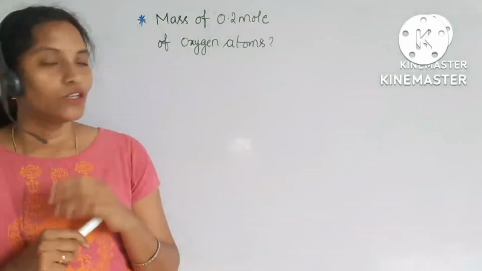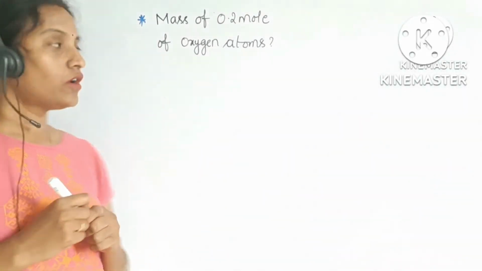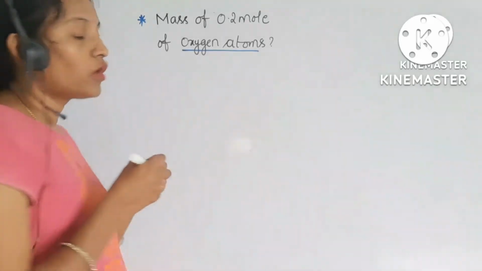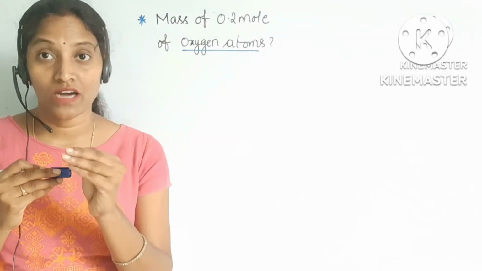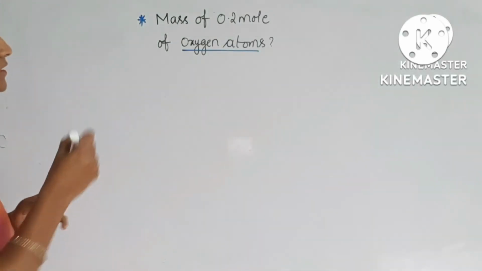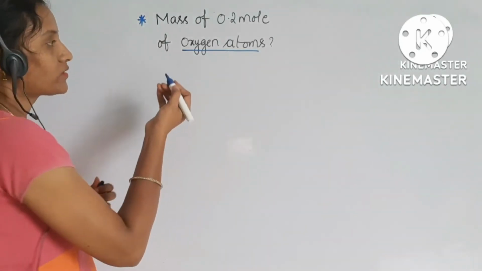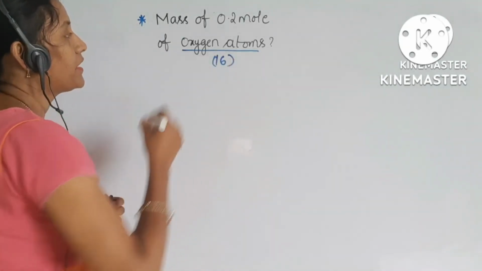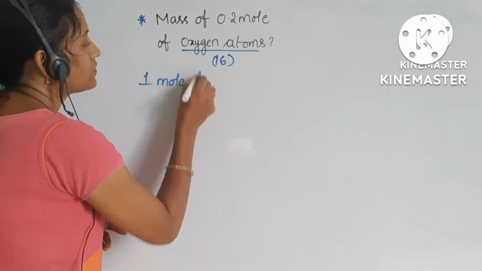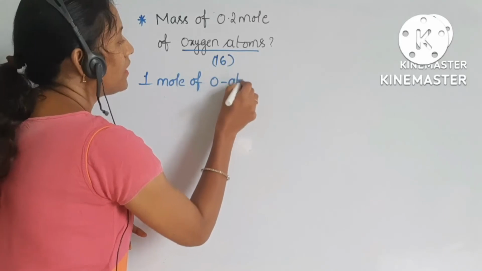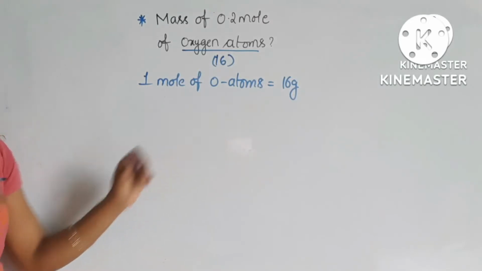The problem is you have to calculate the mass of 0.2 mole of oxygen atoms. Oxygen atoms you can consider here, not oxygen molecules. Nothing but you have to take the atomic weight, not the molecular weight. So what is the atomic weight for an oxygen atom? The atomic weight for one oxygen atom is 16. You should remember it. So 1 mole of oxygen atoms is equal to 16 grams. This one you already know.